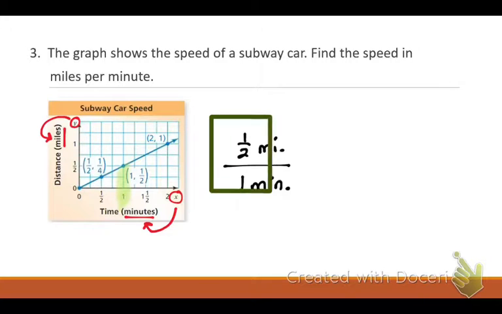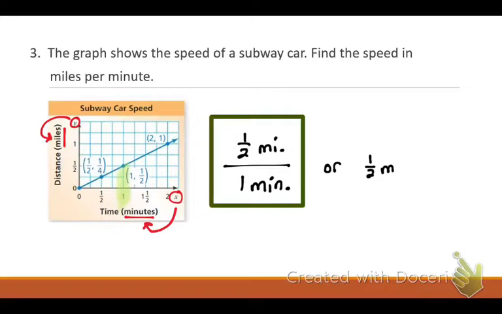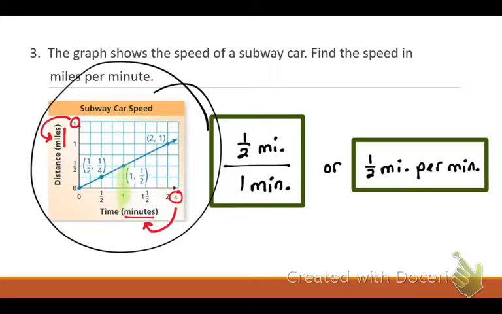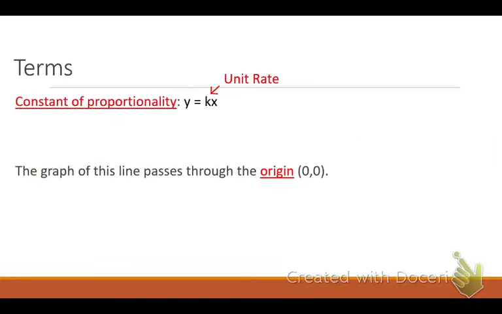Does anybody remember what that's called when we have per something that's a 1? A unit rate. That was on our test yesterday, okay? Or there's another way that you could say this, and some people wrote this on their test too. 1/2 of a mile per minute. I do not care which way you write it, but I want you to just understand basically how to read a graph like this and what kind of information a graph like that can give to us.